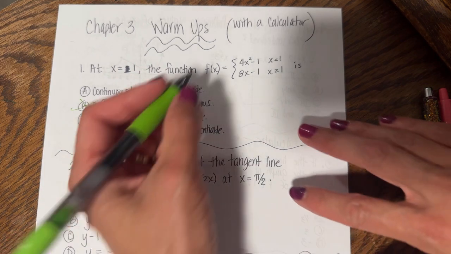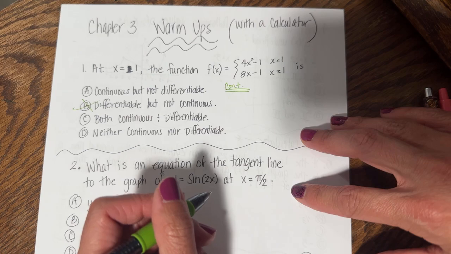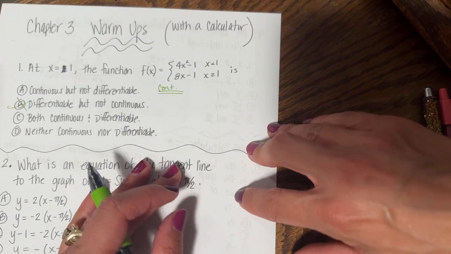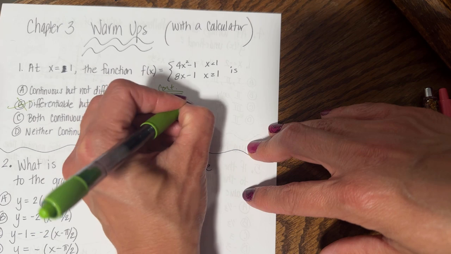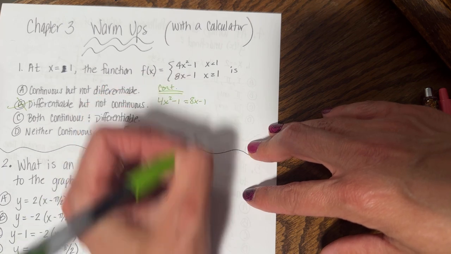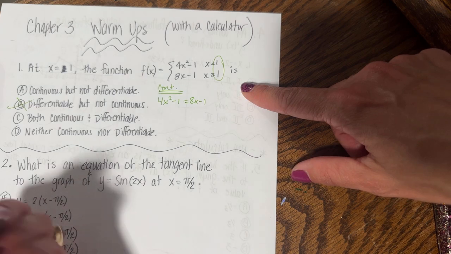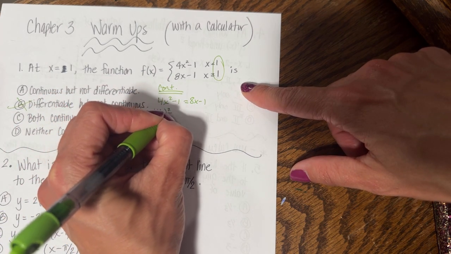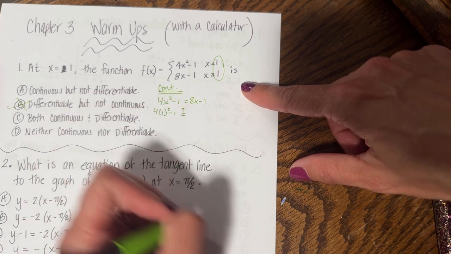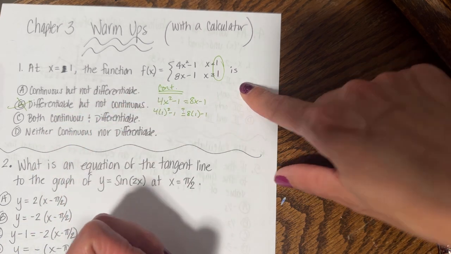Well, to check for continuity, it's just like all the other ones we've been doing. You have to set the two pieces of the piecewise function equal to each other. So 4x squared minus 1 equals 8x minus 1. Remember, the value of x in question is an x value of 1. So you need to plug in the 1. So 4 times 1 squared minus 1. Is that going to equal 8 times 1 minus 1?